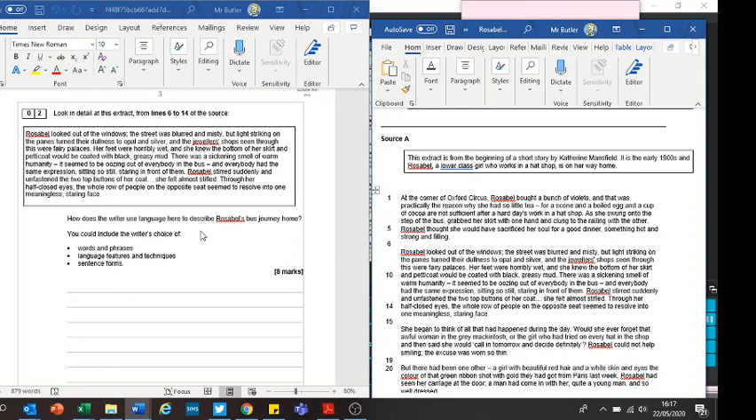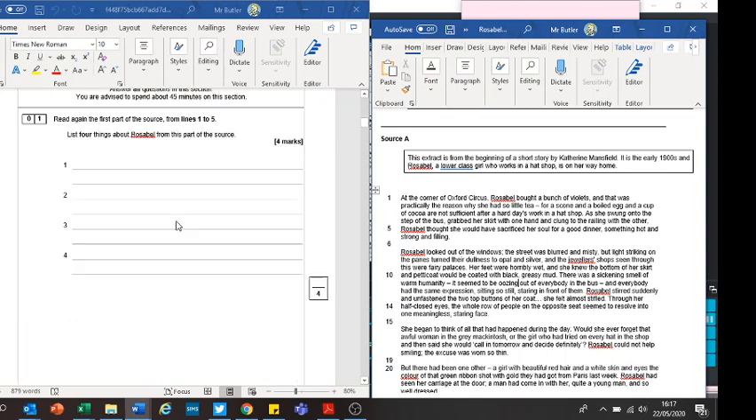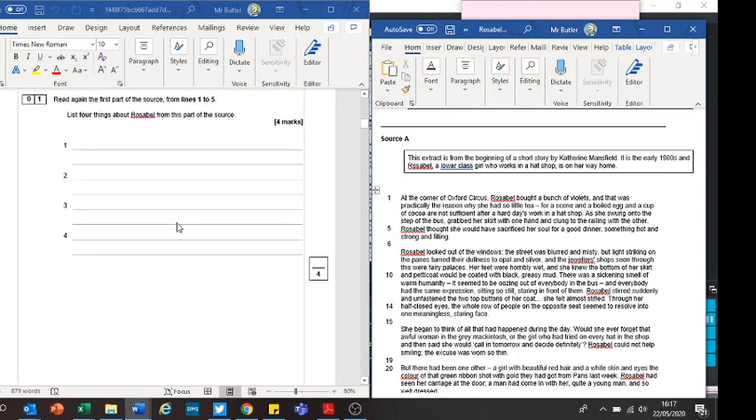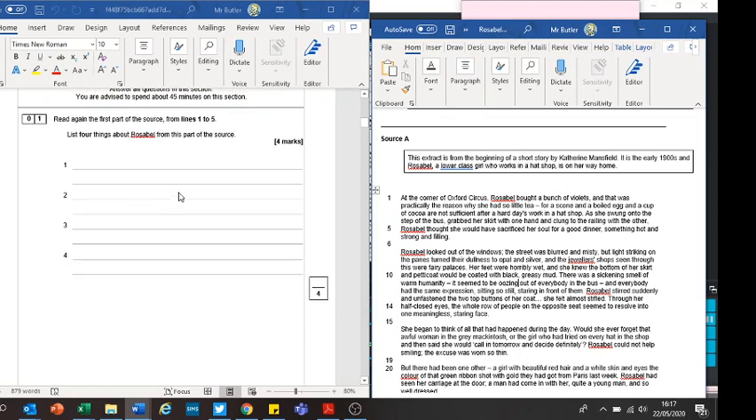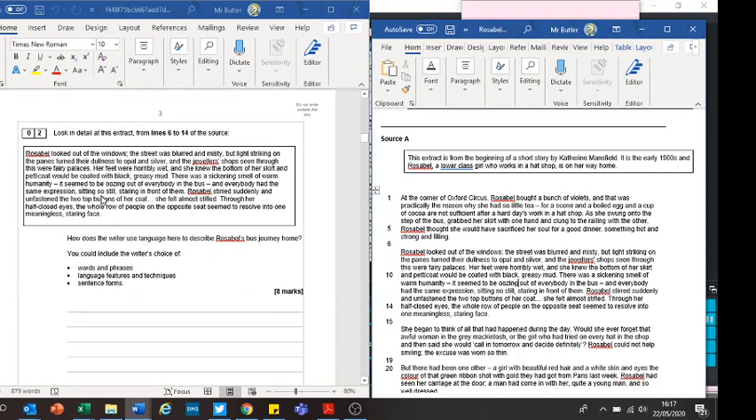How does the writer use language here to describe Rosabel's bus journey home? It's actually about her bus journey, not her. And what a lot of students did at the time was they basically focused on her again, and they forgot the bus journey bit. You've already spoken about Rosabel in question 1, so you always need to be thinking, well, the exam board are going to ask me about something else because they've already tested me on that one thing. And if question 1 is just a simple retrieval exercise, can you just select 4 bits of information? Question 2 is going to ask you to do something different.